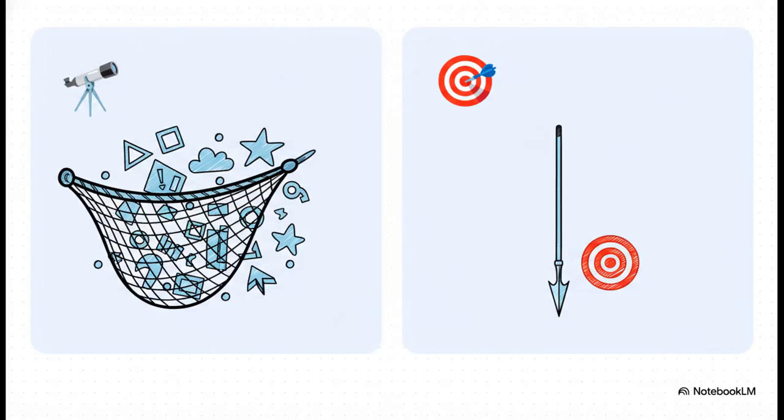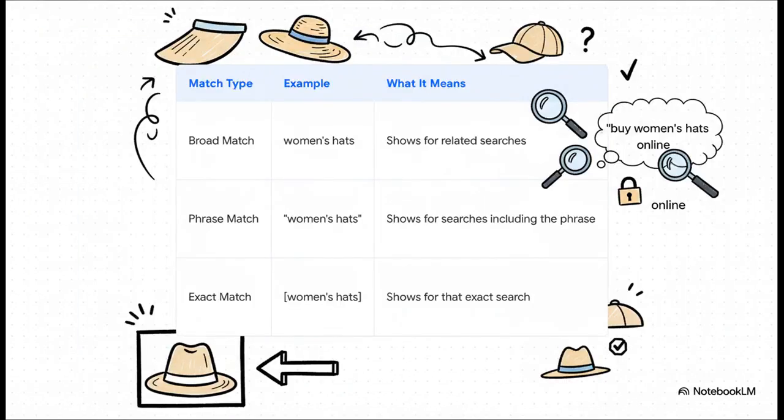Now we target this intent using keywords, which brings us to a fundamental trade-off. Do you want to cast a wide net and get the most reach possible? That's broad match. Or do you want to be more like a sniper using a spear for extreme precision? That's exact match. Let me make this super clear.